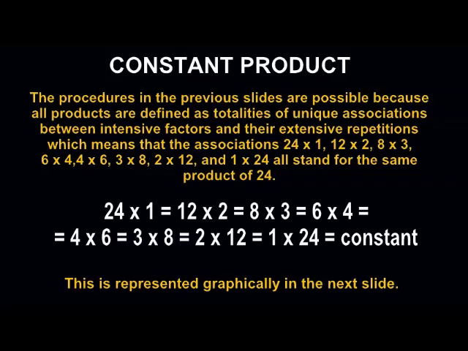Constant product. The procedures in the previous slides are possible because all products are defined as totalities of unique associations between intensive factors and their extensive repetitions, which means that the associations 24 times 1, 12 times 2, 8 times 3, 6 times 4, 4 times 6, 3 times 8, 2 times 12 and 1 times 24 all stand for the same product of 24.